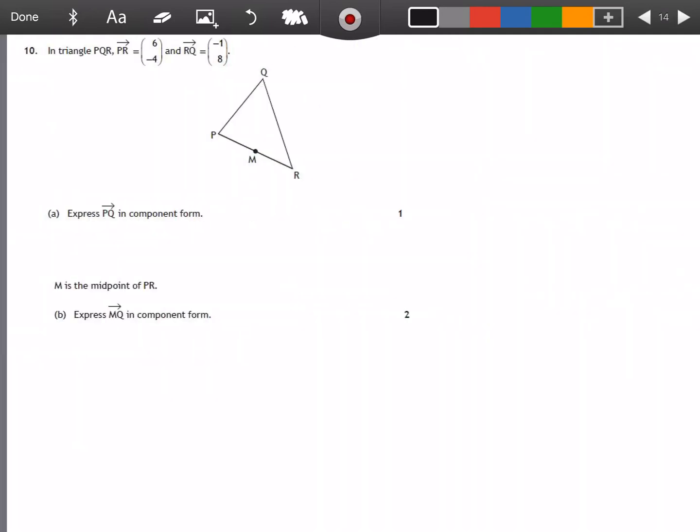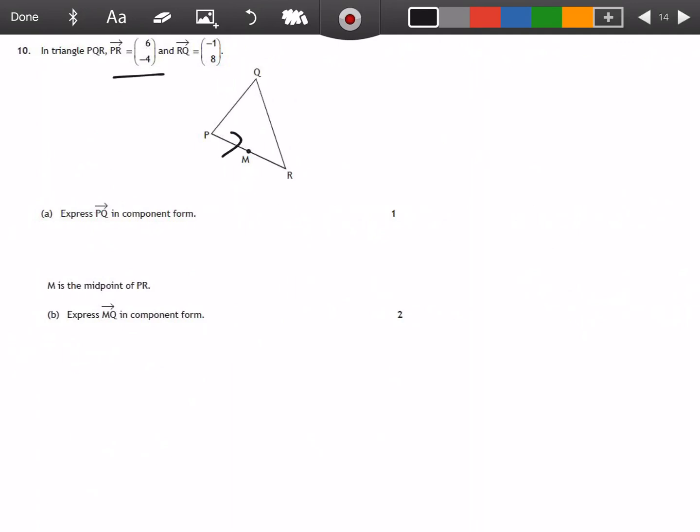Number 10. So we've got a vector question here, PR. PR obviously is telling you how you go from P down to R. RQ is telling you how to go from R up to Q. Okay, so we've to go from P to Q. So part A, how do you get from P to Q?